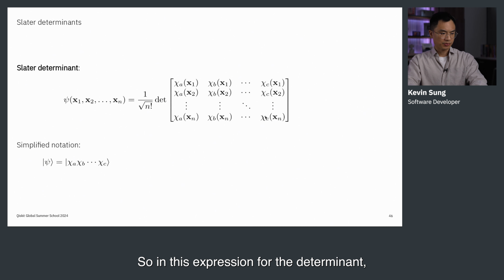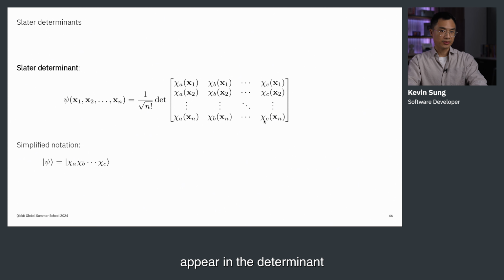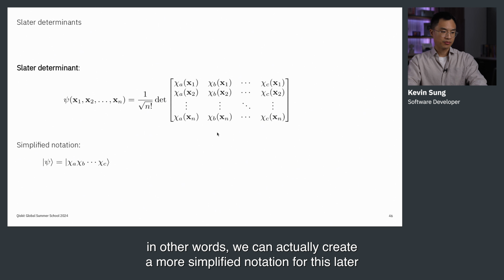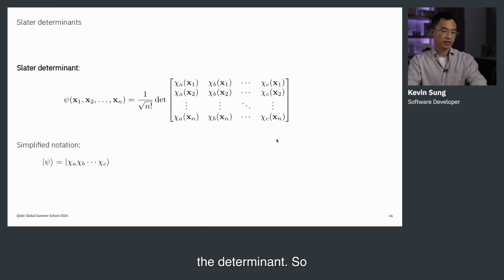So in this expression for the determinant, we only need to specify the spin orbitals that appear in the determinant in order to be able to reconstruct this. In other words, we can create a more simplified notation for this determinant where we just list out which orbitals appear, because just from this information we can form the determinant.